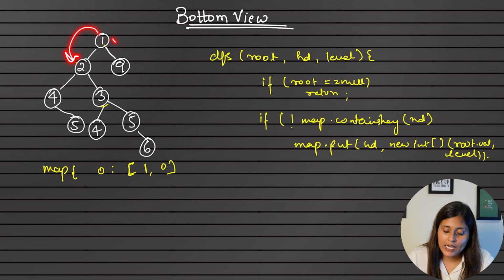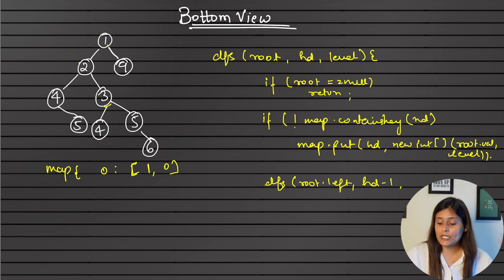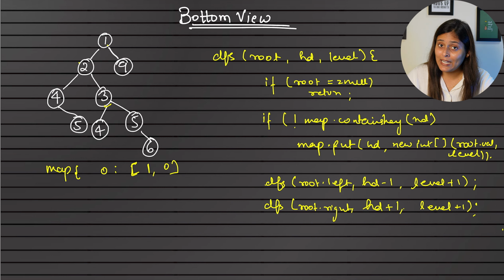Now we'll go for left child and right child. So we will call the DFS function with root dot left. Very good. Now HD will be -1 because we are going towards the left side, so vertex will be -1, and level will be +1 as we are going downward. Similarly DFS root dot right: HD will be plus 1 because we are going towards the right side, and level will be plus 1 because we are going downward. Correct? Now what we will do?